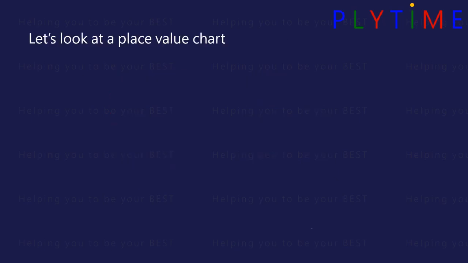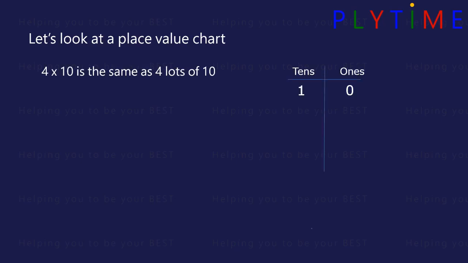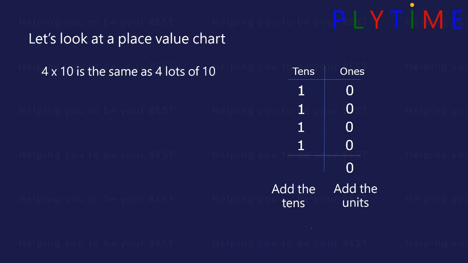Let's look at a place value chart. 4 times 10 is the same as 4 lots of 10. In our columns, we have 1, 2, 3, 4, 4 lots of 10. If we add up, starting with our ones, we add the units, it's 0. If we add the tens, it's 4. So 4 times 10, or 4 lots of 10, is 40.